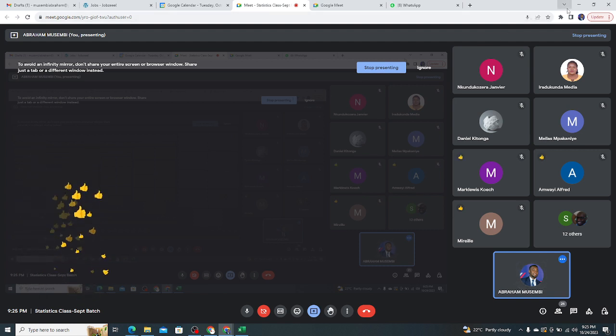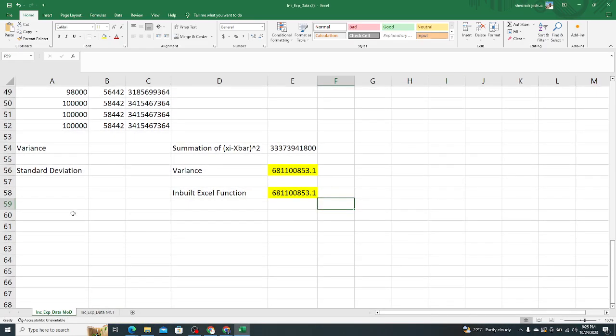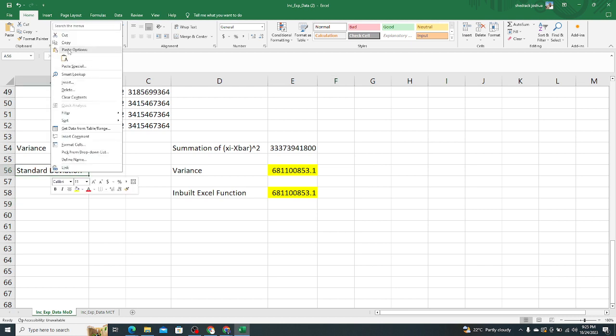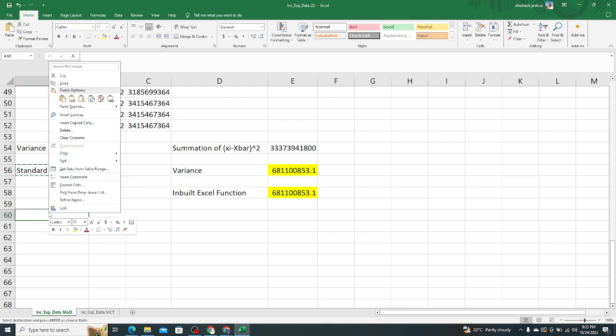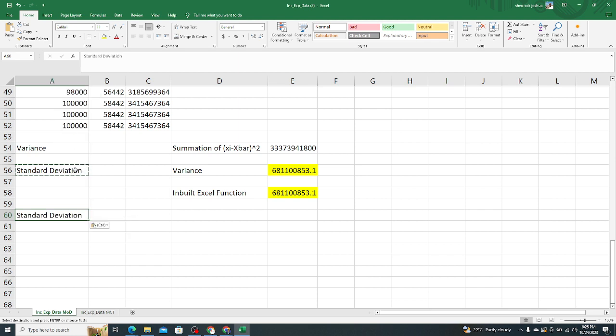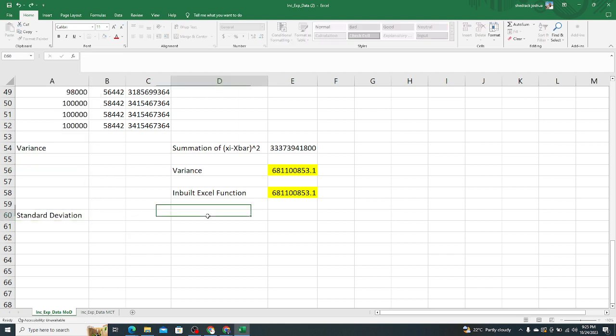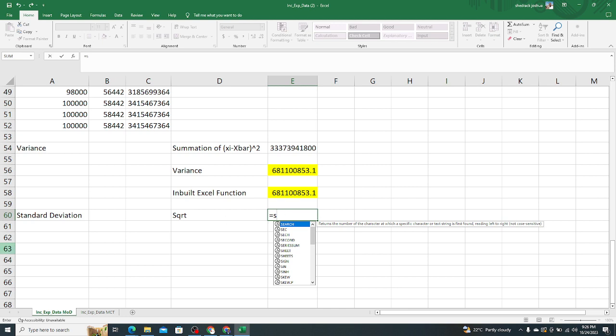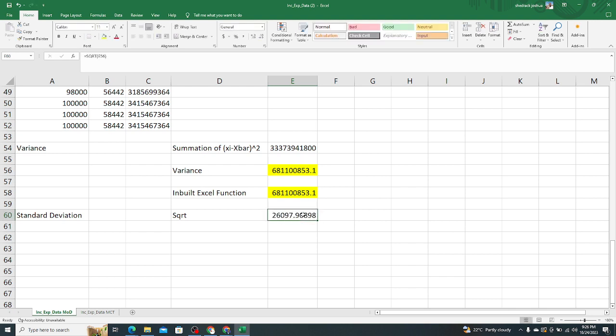Awesome. Good. Now let's go to standard deviation. What did we say about standard deviation? We said it's the square root of variance. So in this case, we are going to compute standard deviation as SQRT, the square root of variance. Once you compute that, you'll get this value.